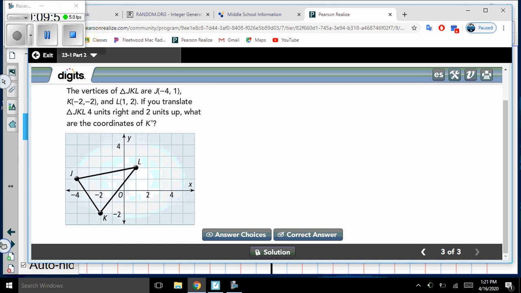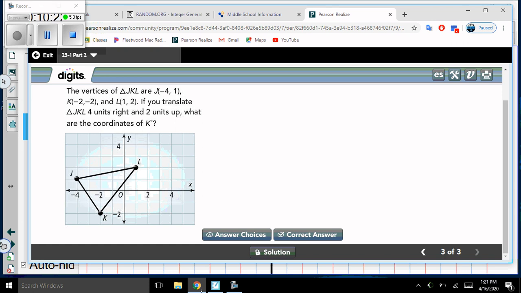Vertices of JKL are (-4, 1), (-2, -2), and (1, 2). We're going to translate that 4 units to the right and 2 units up. So if I take a look at L, 4 units to the right, 1, 2, 3, 4, and then 2 units up, which is going to be basically right here.